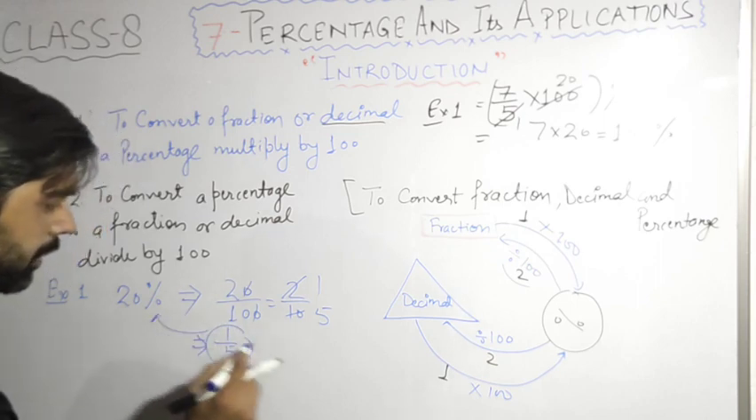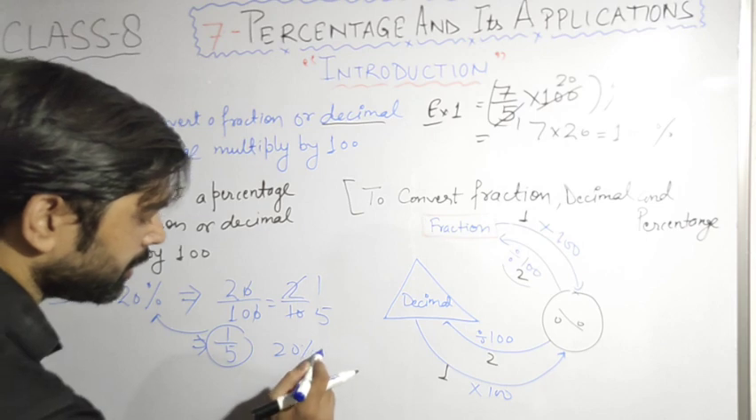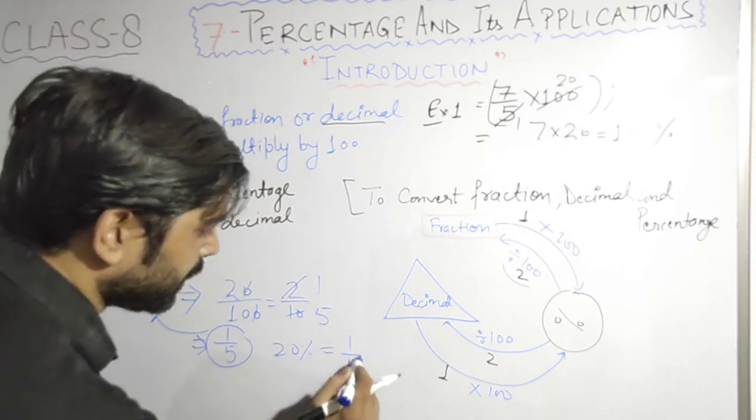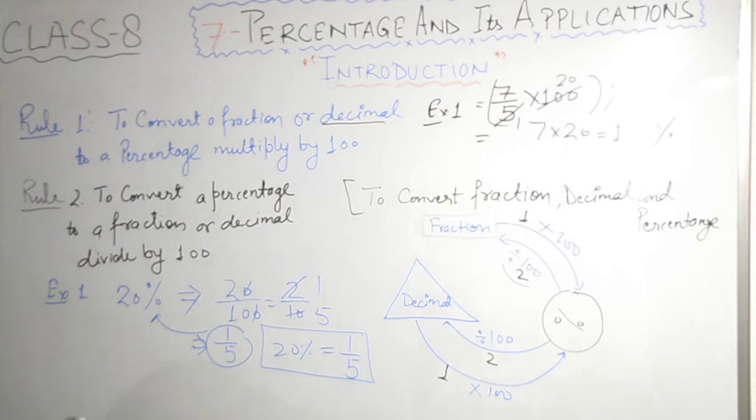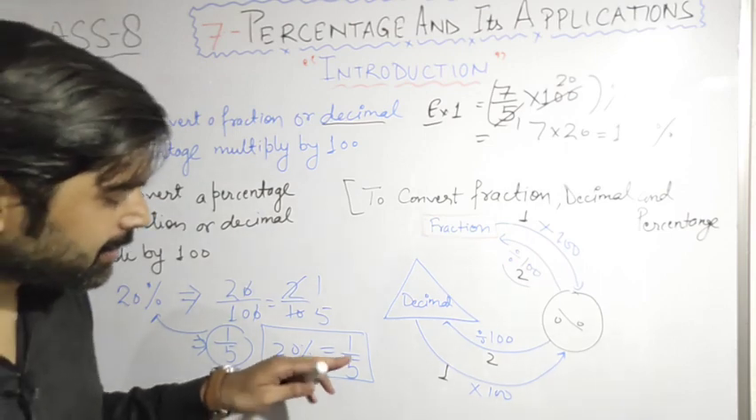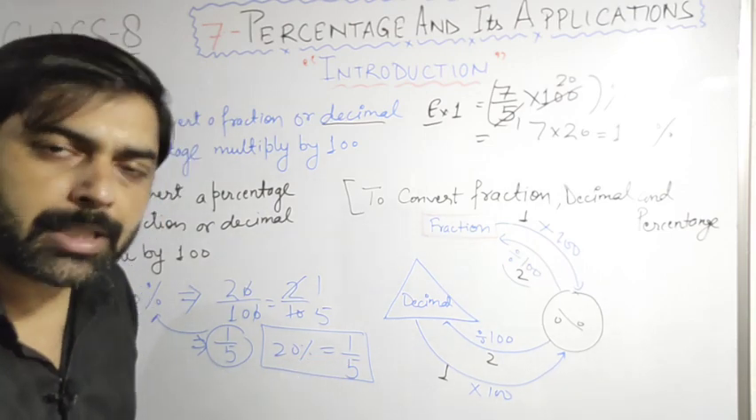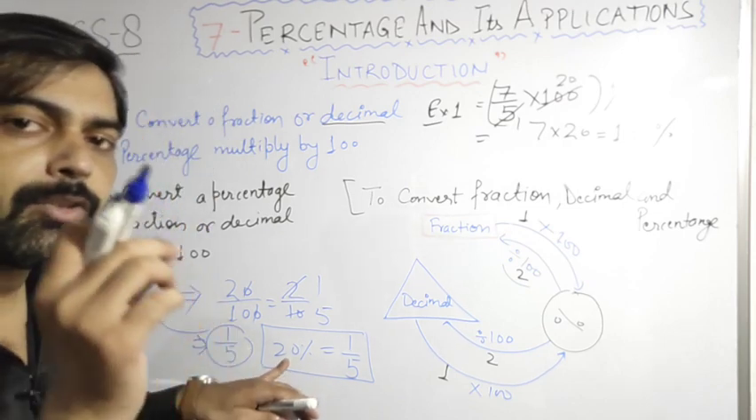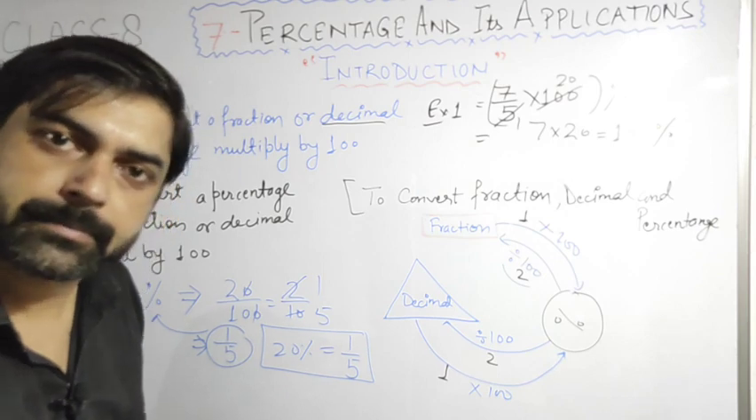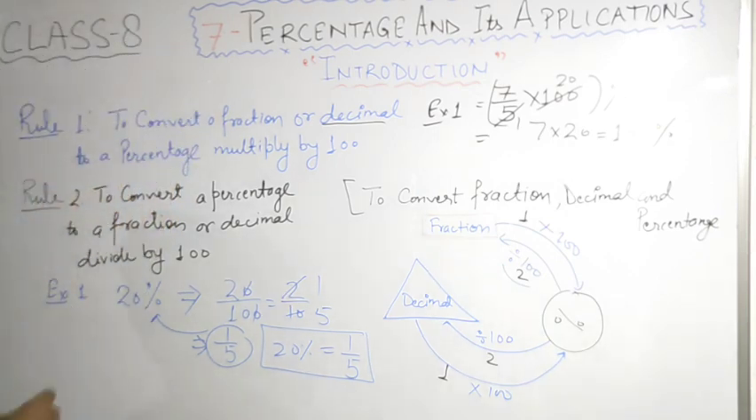Both are equal. 20% you can write equals to 1 upon 5. Suppose the question is asking whether 20% is equal to 1 upon 5. Yes, 20% is equal to 1 upon 5, because when we convert 20% then you get 1 upon 5. Understood? And now we take another example.